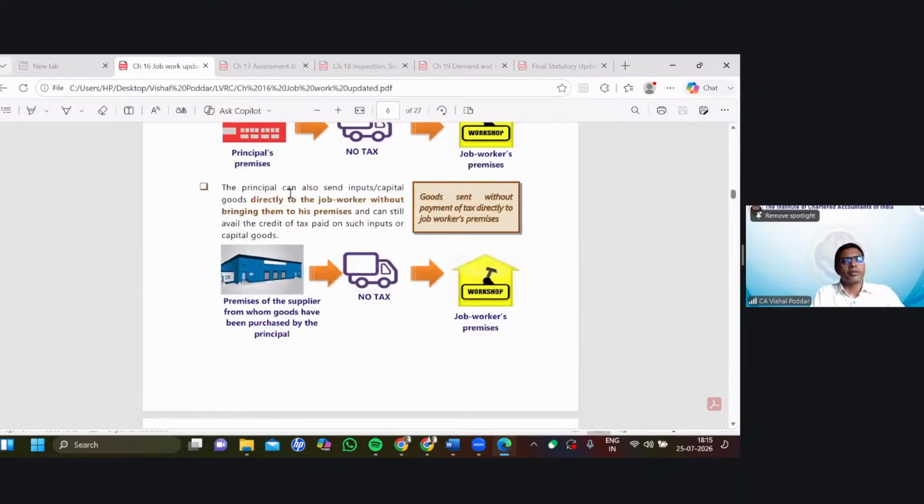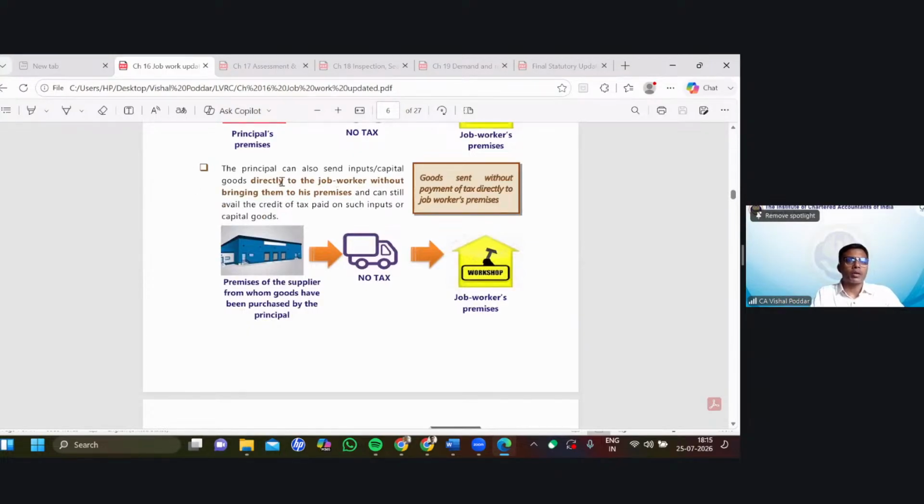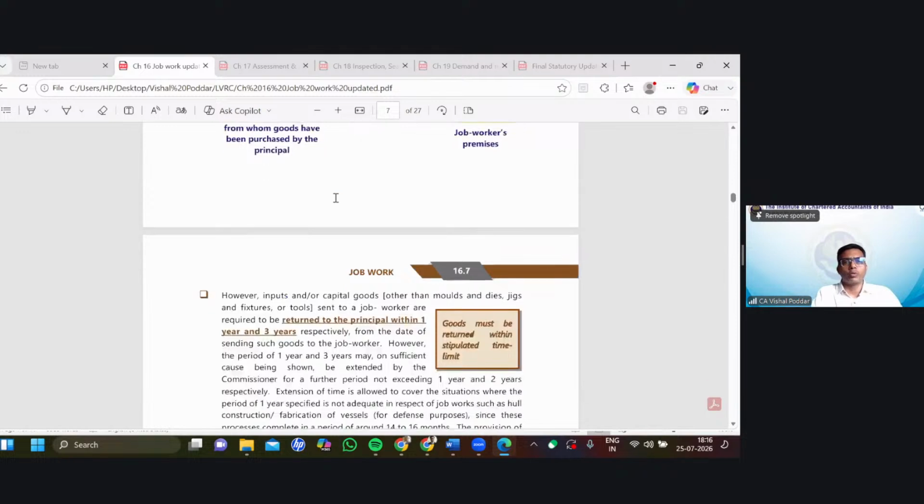Now, the principal can also send inputs and capital goods directly to the job worker without bringing them to his premises. When the principal is procuring raw material or capital goods, and geographically the job worker is nearer to the supplier, then instead of getting the goods to his place first and then sending them to the job worker, incurring extra cost and unnecessary time wastage, this provision allows the principal to ask his supplier to directly dispatch the goods to the job worker, under the bill to ship to model.